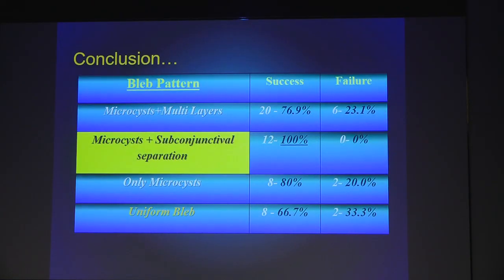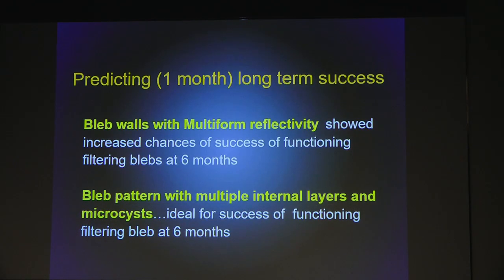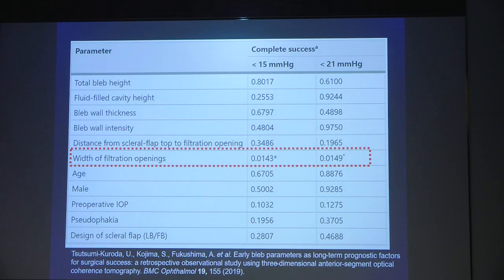And this is the conclusion we had with our patient study: if a patient has a microcyst with the subconjunctival separation, it is showing 100% success at the end of 6 months. The OCT was performed at the end of 1 month of the surgery. So bleb wall with the multiform reflectivity shows increased chance of success of functionality of filtering bleb at 6 months. And the pattern should be multiple internal layers as well as microcyst.